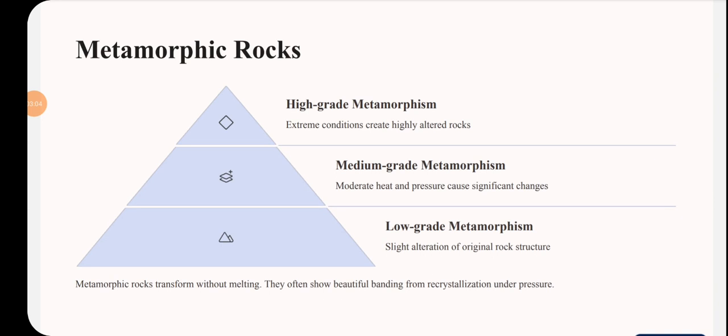And here are metamorphic rocks. So there's high-grade metamorphism: extreme conditions create highly altered rocks. Medium-grade metamorphism: moderate heat and pressure cause significant changes. And low-grade metamorphism: slight alteration of original rock texture.